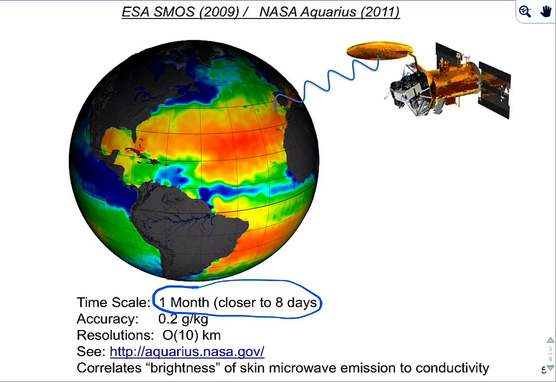Timescale is about a month, closer to a week. The accuracy is about 0.2 grams per kilogram. The resolution is around 10 kilometers. And there's an example here where you can go and get some snapshots. This is actually an image from NASA's Aquarius satellite.